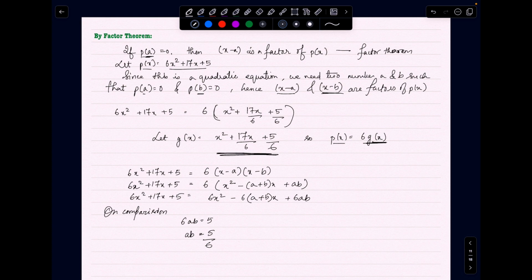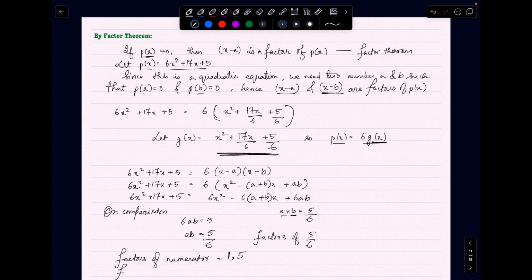So how am I going to find, if two numbers are in multiplication and their value is 5 by 6, the possible values of a and b? First we are going to find the factors. Factors of what? 5 by 6. To find the factors of 5 by 6, first we have to find the factors of the numerator. Numerator is 5, factor is 1 or 5. Got my point?